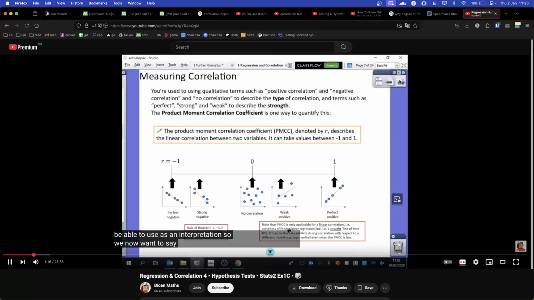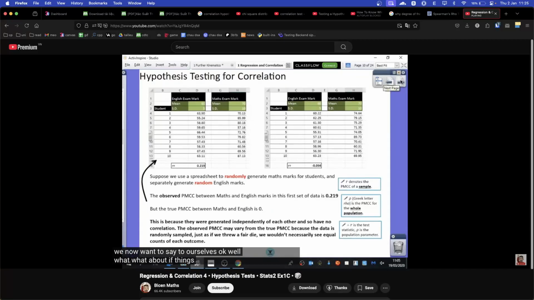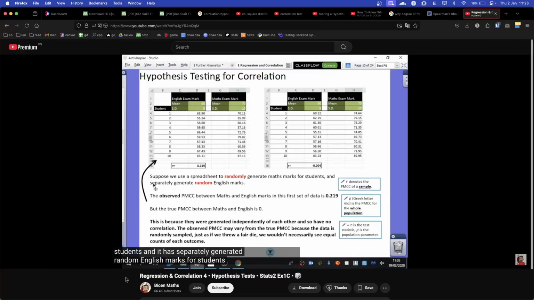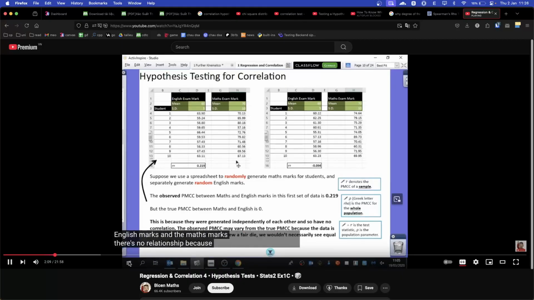So we now want to ask ourselves, what about if things are shown on my calculator as being correlated? How confident can I be that there is actually a correlation between these two things? I'm going to use an example from a spreadsheet that has randomly generated maths marks for students, and separately generated random English marks for students. These are two separate experiments. In this first one, there are 10 students, and I randomly gave them these English marks and these maths marks. If these numbers have been given out completely randomly, there is no real life relationship between the English marks and the maths marks.